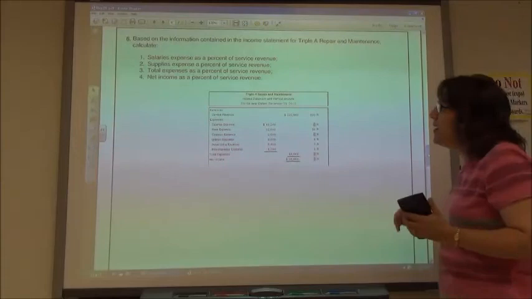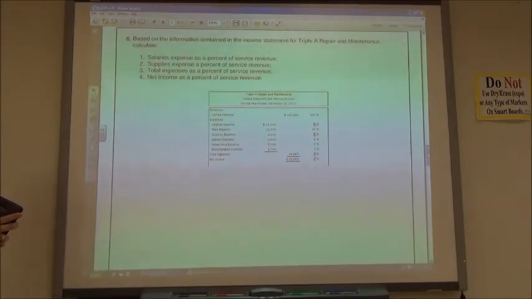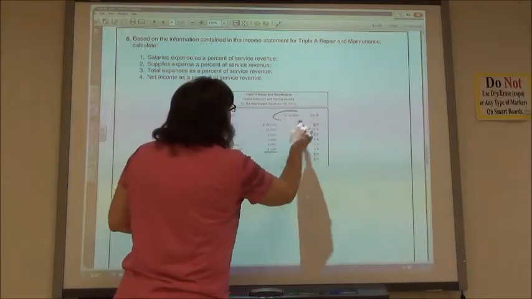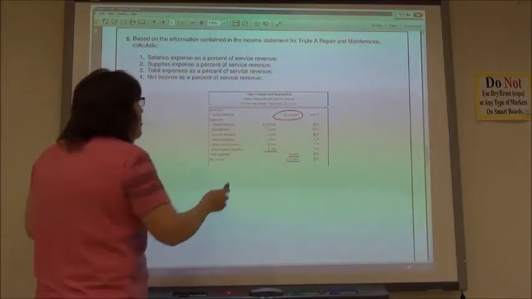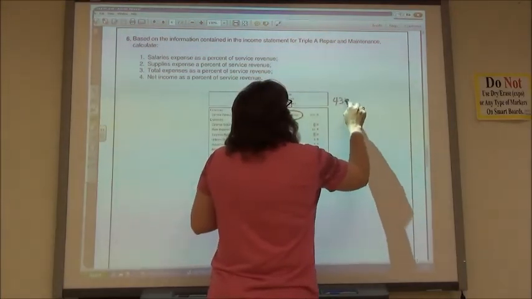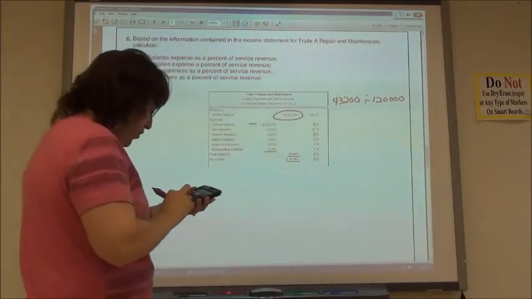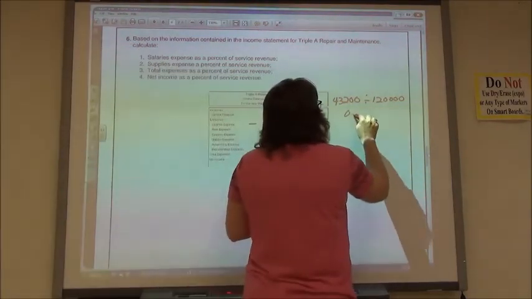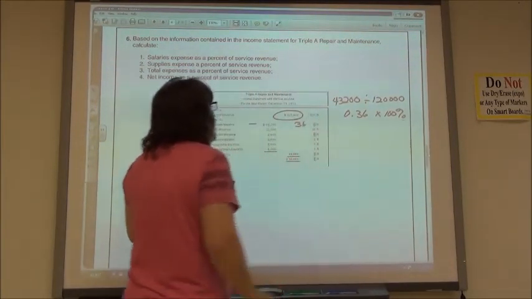And number 6, same kind of thing. We're going to do our salaries as a percent of our service revenue, the supplies as a percent of the service revenue, total expenses as a percent of the service revenue, and net income as a percent of the service revenue. This time our service revenue is $120,000. So salaries, 43,200 divided by 120,000. 43,200 divided by 120,000 gives me 0.36, which then as a percent would be 36%.